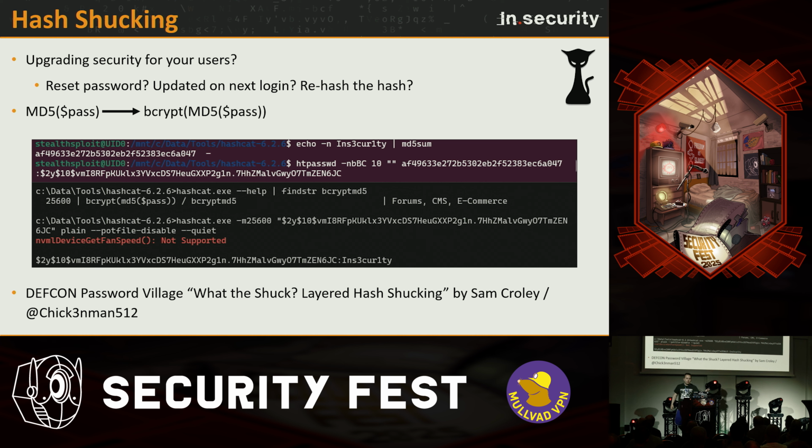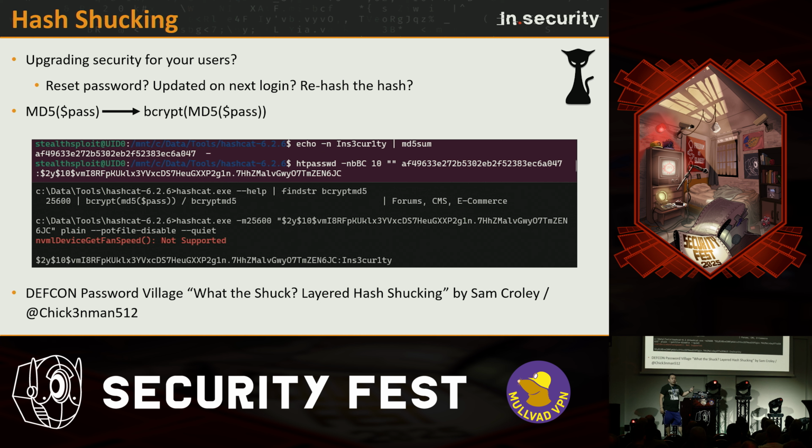And hashcat has a mode, in this case, for looking for nested internal hashes. As you can see here, we've just taken an MD5 of In.security, run that through bcrypt, and you can see we've got a mode here for attacking bcrypt of MD5 of pass. So we can attack that, and that's fine.